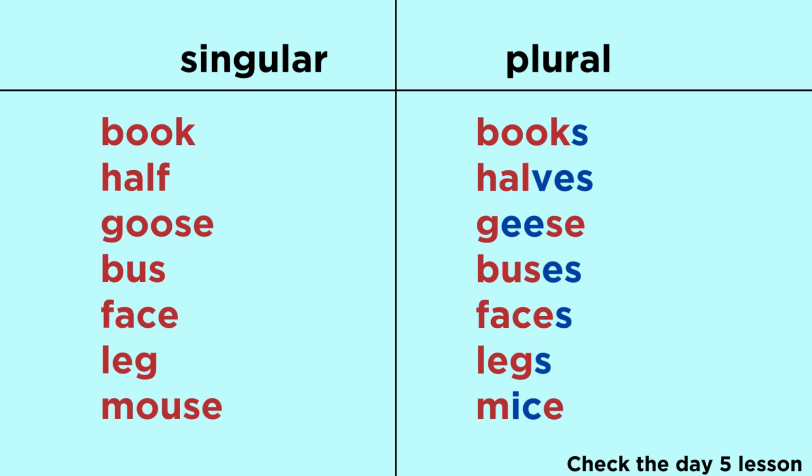Goose. You should replace the two O's with E letters, just as in tooth, teeth, foot, feet. Here, for the word goose, the plural should be geese.